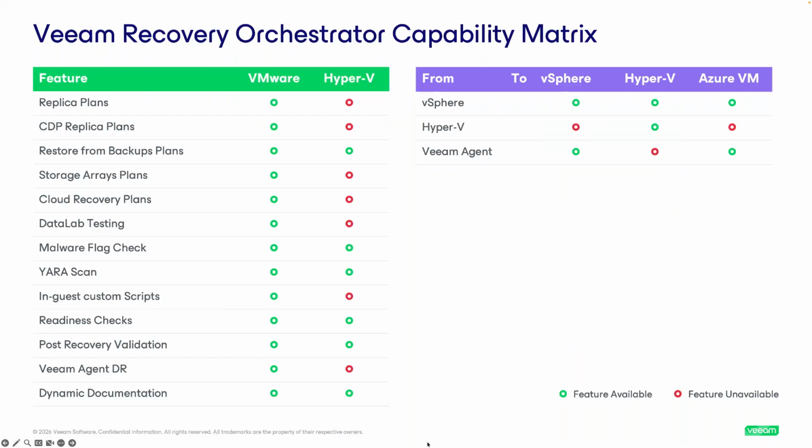And then on the right side here, we have that from and to column again. So vSphere to Hyper-V to Azure, and the agent and your Hyper-V, which can go to Hyper-V and to Azure, just to Hyper-V, but your agents can go vSphere, Azure.